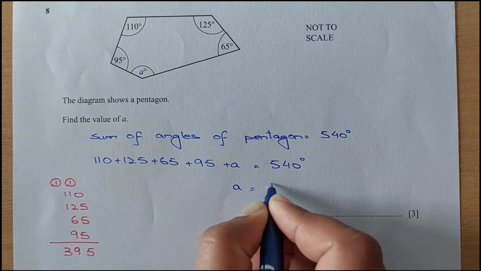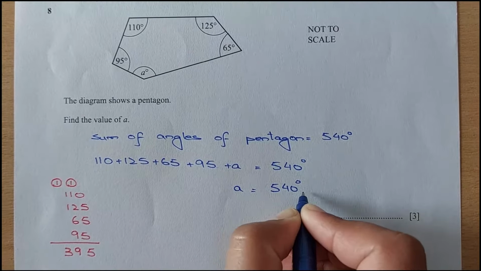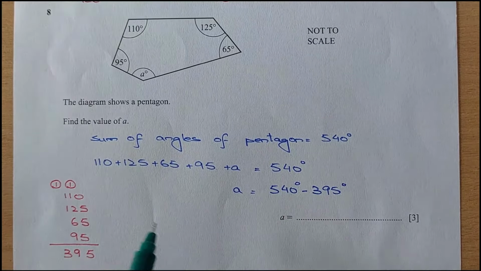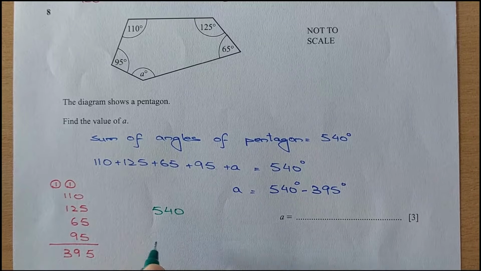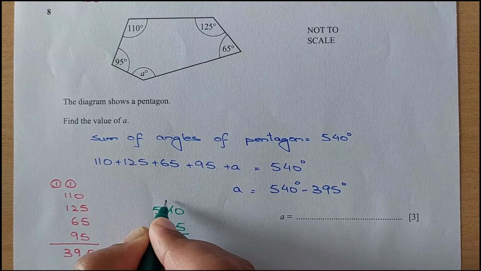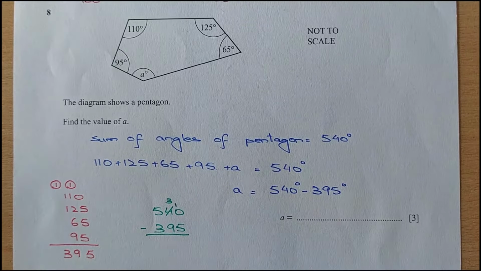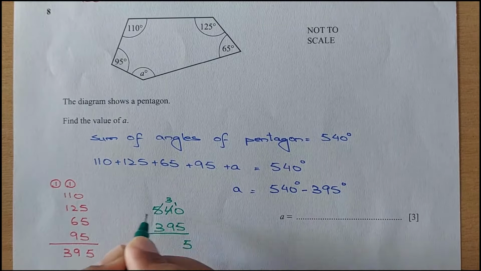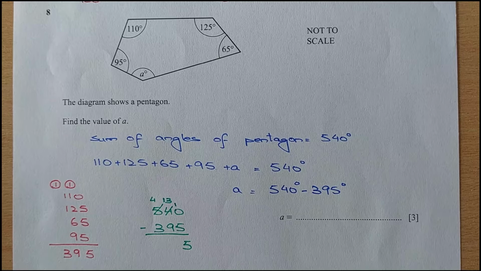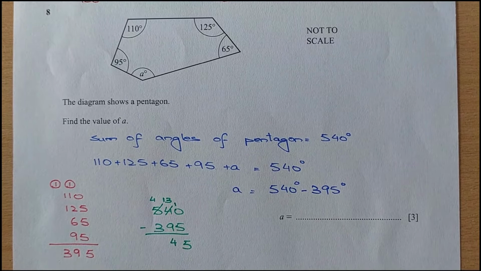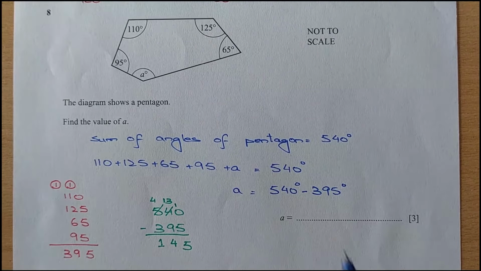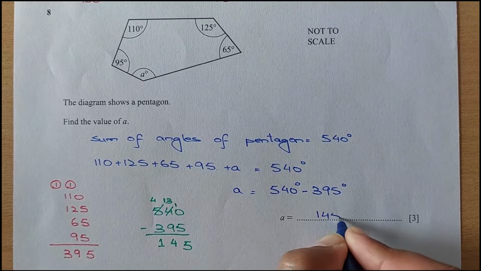So A is going to be 540 degree subtract 395 degree. Okay, so from 540 we need to take away 395. We have 3 over here and 10. 10 minus 5 is 5. Now 4 over here and 13. 13 minus 9 is 4. And 4 minus 3 is 1. So the answer, the value for A, the missing angle is 145 degree.